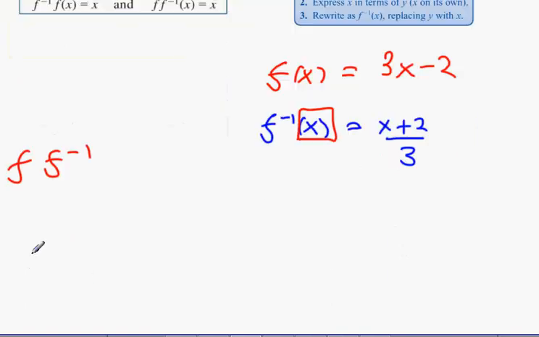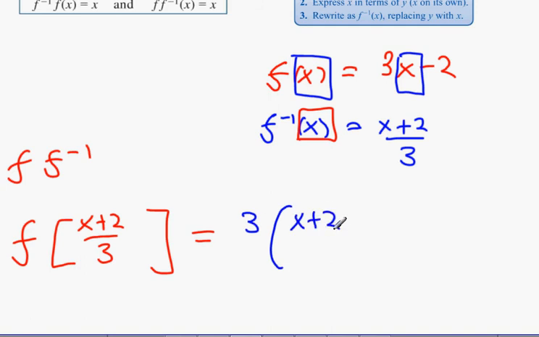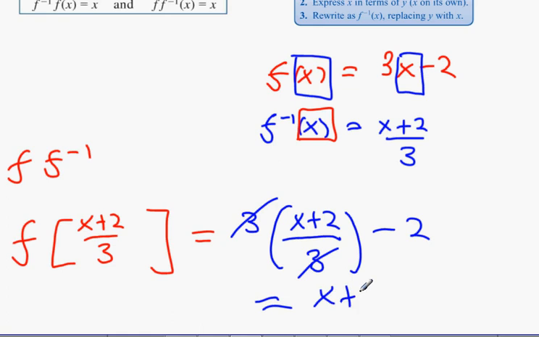F of the f inverse means f of what? x plus 2 all over 3. And whatever is in here now replaces the x. 3 times x plus 2 all over 3, minus 2. 3 cancels with 3. x plus 2 minus 2? x. Once again, proves that the functions are inverses of each other.